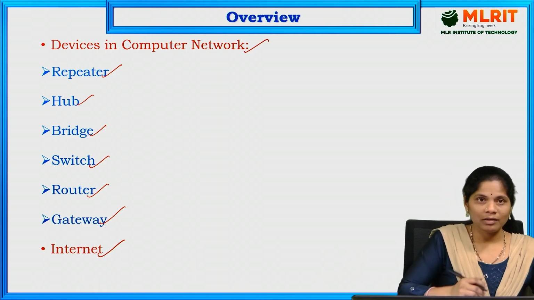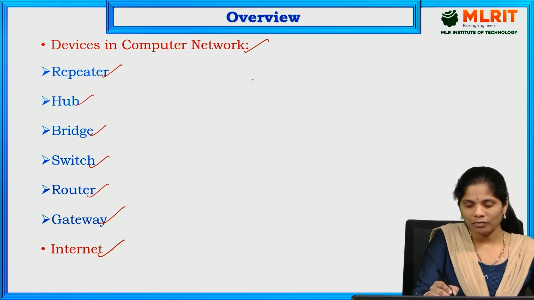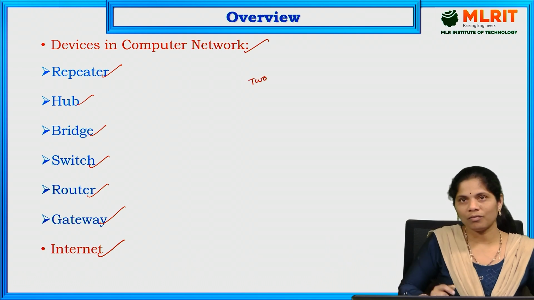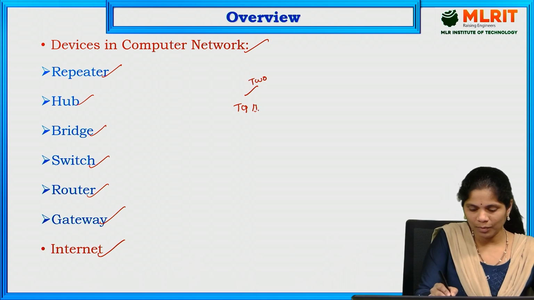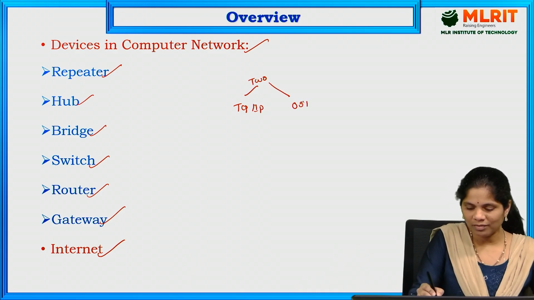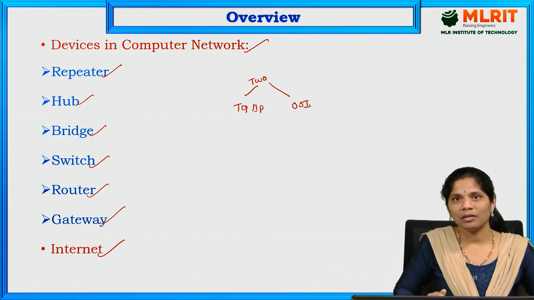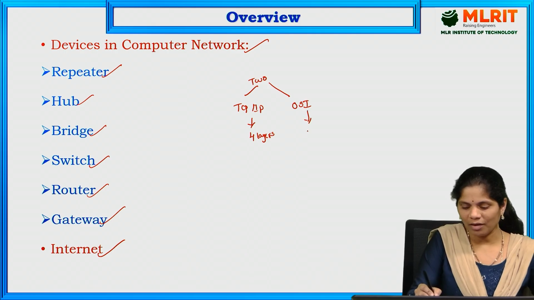First, where are we going to use these devices? In computer networks there are two reference models in total. The first is the TCP/IP reference model, and the next reference model is the OSI, Open System Interconnection reference model. These two reference models we use in computer networks. TCP/IP has 4 layers, and at the same time OSI has 7 layers.